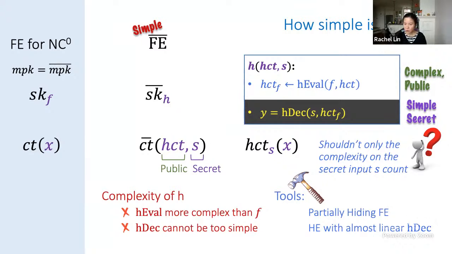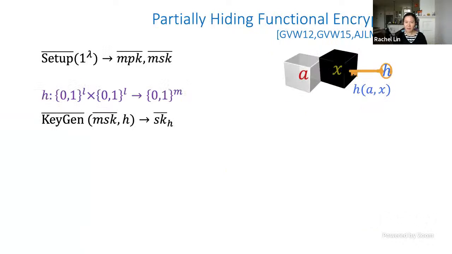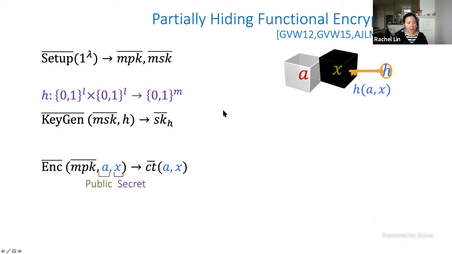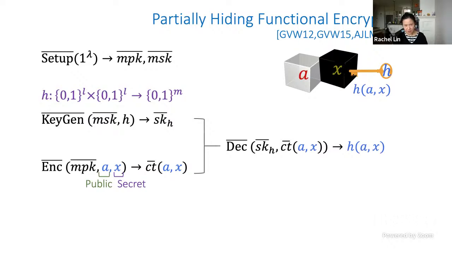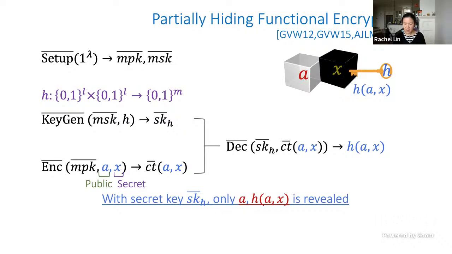So next, let me introduce those two tools, and then we'll come back to instantiate this scheme. All right. So a partially hiding functional encryption is exactly meant for evaluating those types of functions that have two inputs. The first part of the input is public, and we do not care about hiding it. The second part of the input is what we care about hiding. The syntax of this scheme is basically the same as the syntax of a normal functional encryption. When we obtain a secret key for function H, decryption reveals H evaluated on both parts of the input. However, security says that given the secret key, only the output of the function and the public input is revealed. We don't care about hiding the public input.